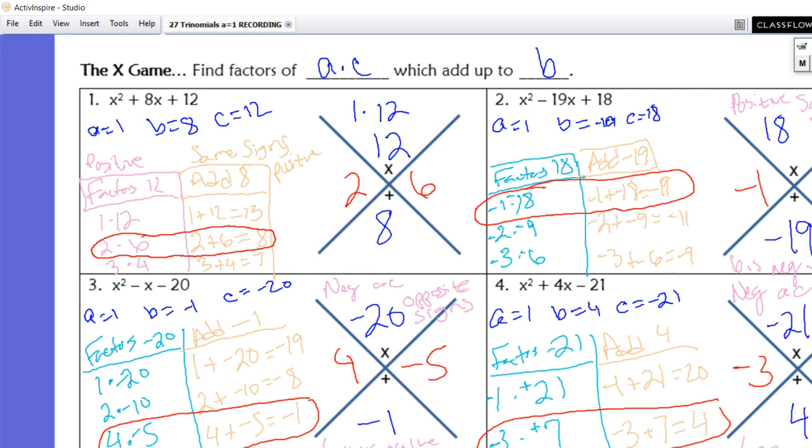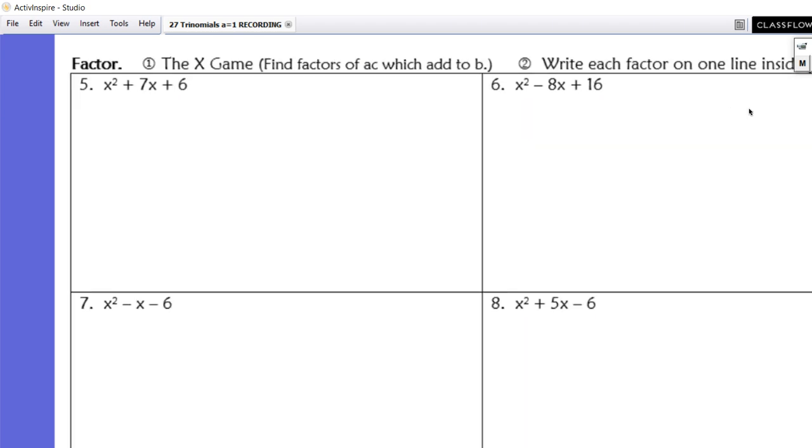And maybe you'll just use the big X as an organizational structure. So now let's apply this to actual factoring. When we factor our problems, we're going to do the X game. We're going to find our factors of AC which add to B, and then we're going to write our factors on one line, and we're going to have those factors inside parentheses.